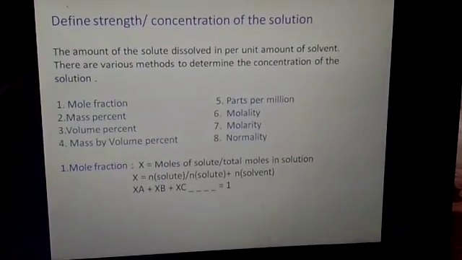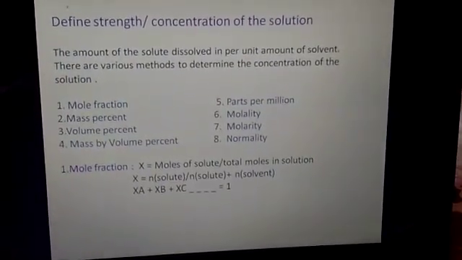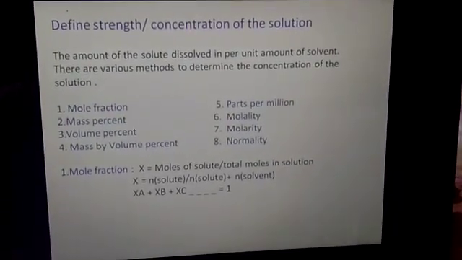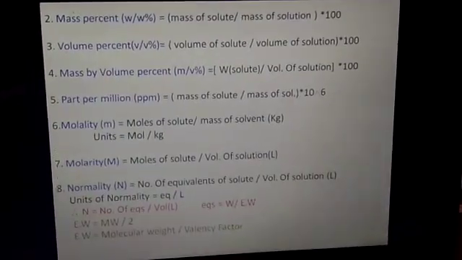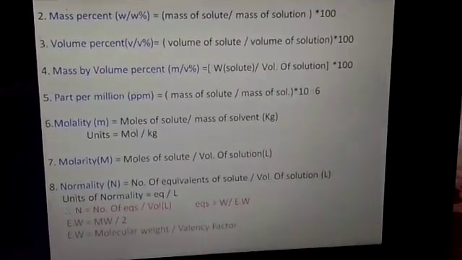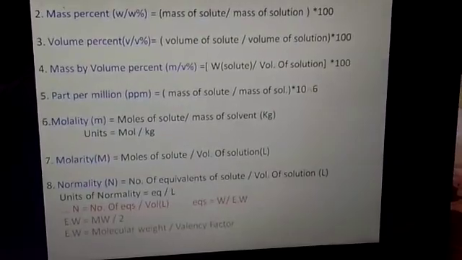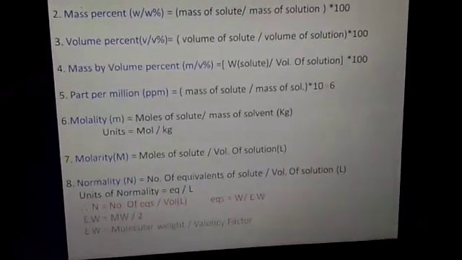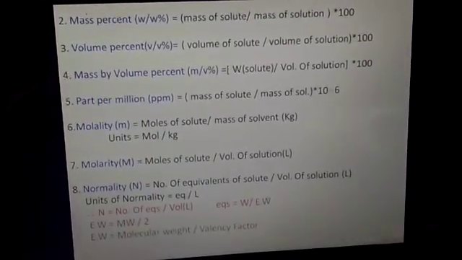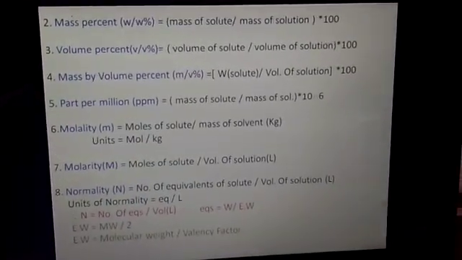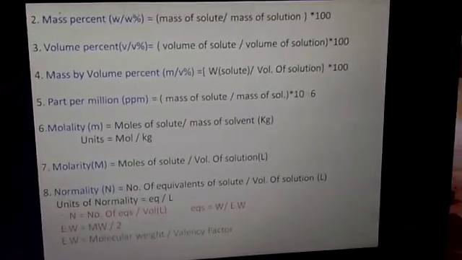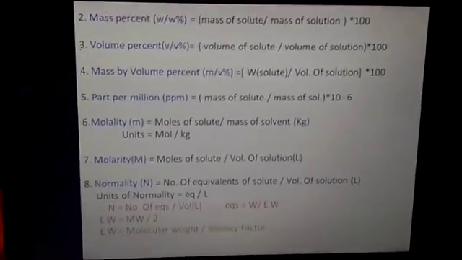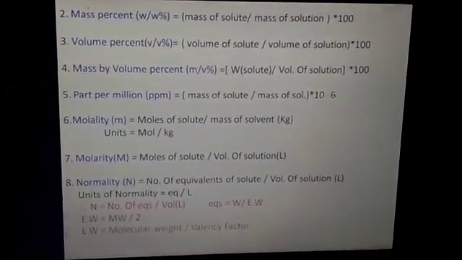Second, mass percent. Mass percent means the number of parts by mass of solute present in 100 parts by mass of solution. This means the mass of the solute in gram present in 100 gram of solution. For example, if we want to prepare a 10% by mass sodium carbonate solution, this means that 10 gram of sodium carbonate is present in 100 gram of solution.